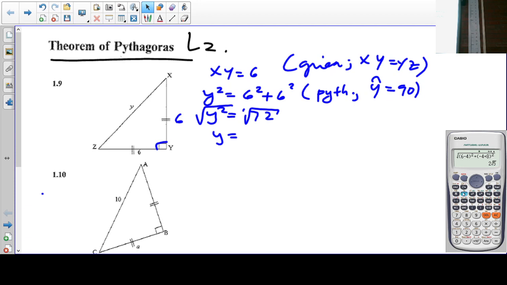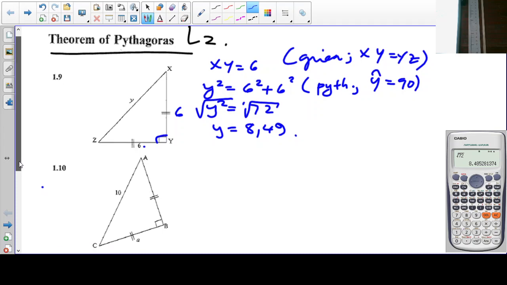Let me check the root of 72. 6 root 2. You press SD, standard to decimal. It's 8,5 or 8,49. So if this is in units, then this would be in units. Okay, that's centimeters, kilometers, and so on. You guys understand?